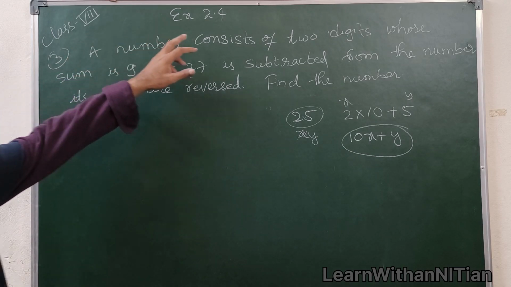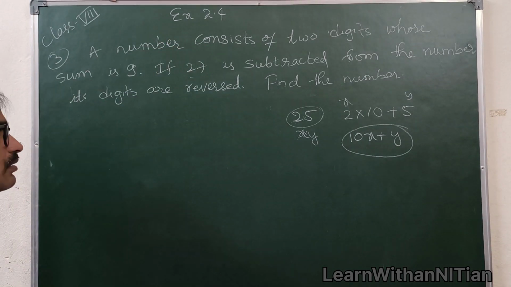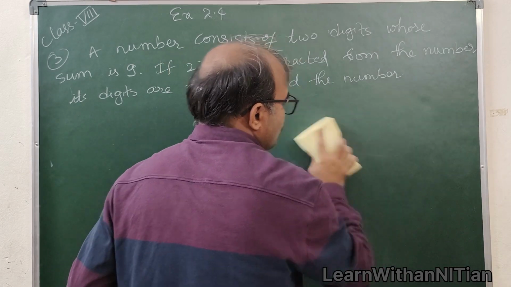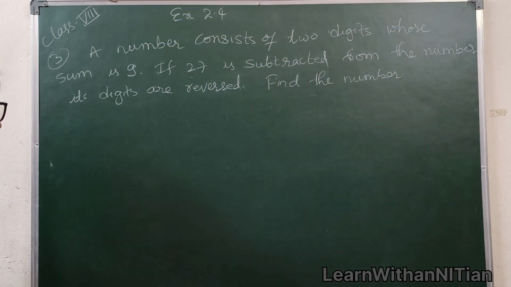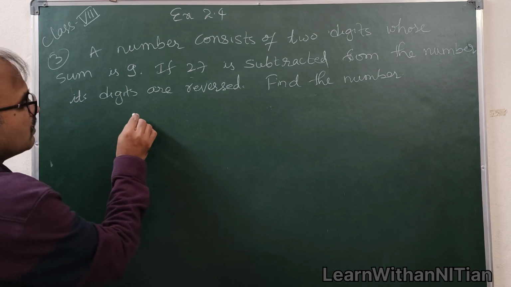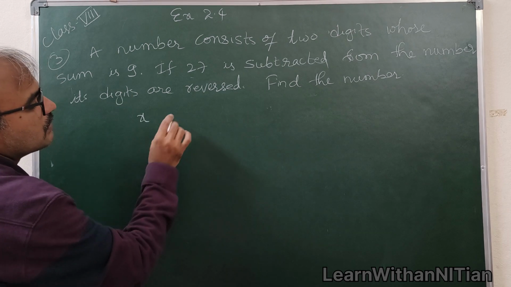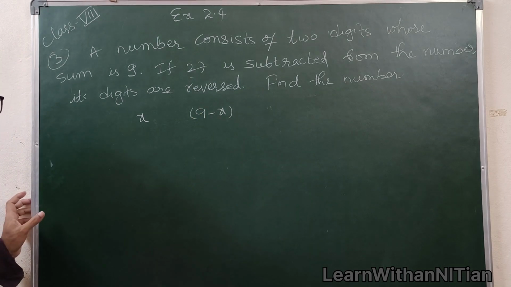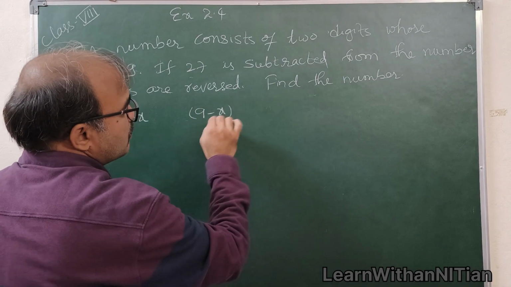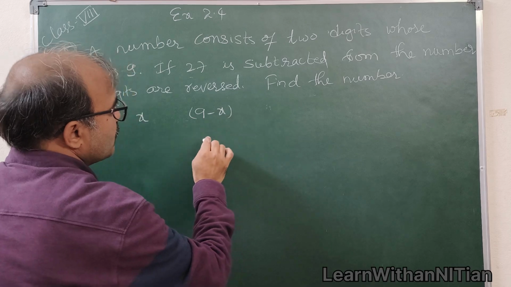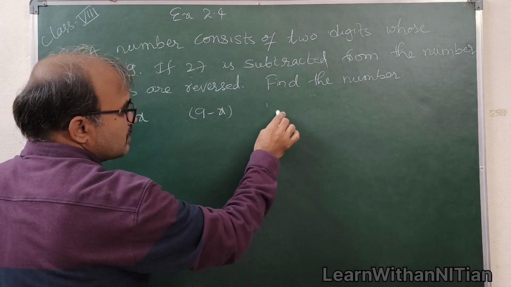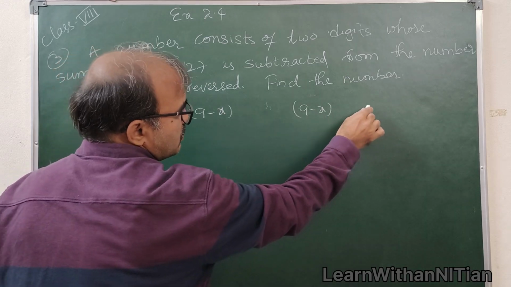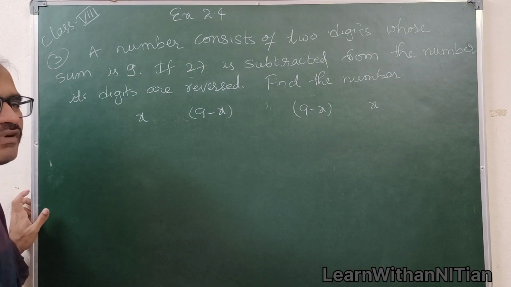So now the question says a number consists of two digits whose sum is 9. If you consider the tens digit is x, then the ones digit will be 9 minus x in the number required. So after the digits are reversed, what will happen? 9 minus x will become the tens digit and x will become the ones digit.